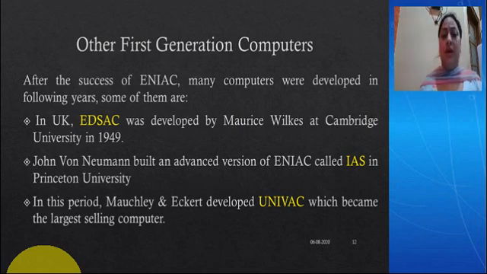Some of them are EDSAC, developed by Maurice Wilkes at Cambridge University, UK in 1949. John von Neumann built an advanced version of ENIAC called IAS in Princeton University. In this period, Mauchly and Eckert developed UNIVAC, which became the largest selling computer of this time.